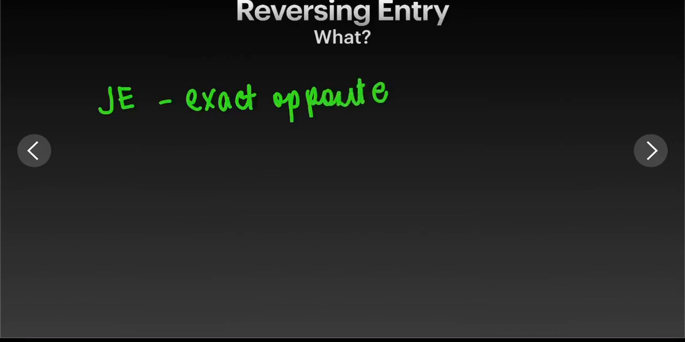What is a reversing entry? When we say reversing entry, it is actually a journal entry that is the exact opposite of a related adjusting entry. So when we say opposite, whatever you do in the adjusting entry, you simply do exactly the opposite of it. So if you debit it in the adjusting entry, you simply credit it in the reversing entry.